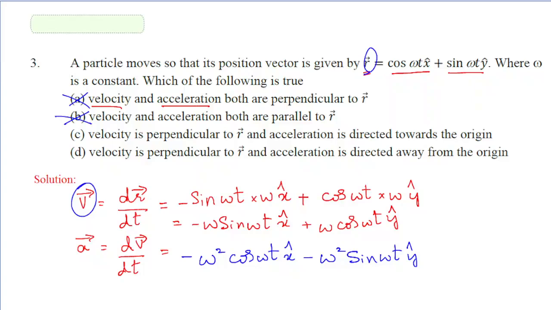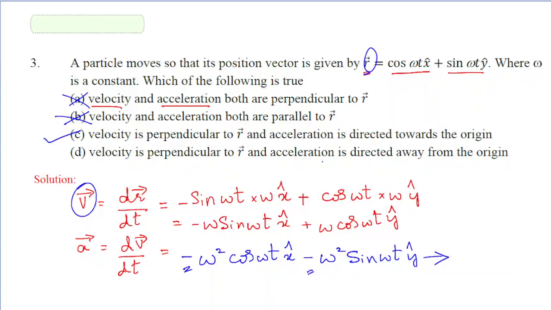Velocity is perpendicular, just now I told you. Velocity is perpendicular to r and acceleration is directed towards the origin. Yes, this is right, because there is a minus over here, right? You observe. So that is why it is directed towards the origin. Moreover, this is like a simple harmonic motion kind of equation. So this is right, but let's look at the other option as well.